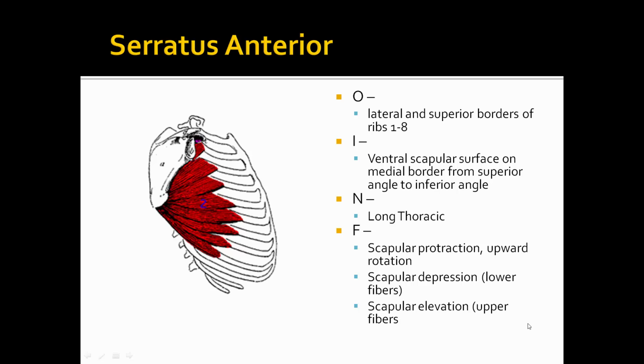You got your serratus anterior, which is also known as your punching muscle. It does scapular protraction, so from here to here, that's pretty much all that muscle does. It has different fibers, as you can see it's broken down at the bottom here. The lower fibers are responsible for protraction, upward rotation, and scapular depression, whereas the upper fibers help with scapular elevation. But I primarily care about protraction with the serratus anterior. It's its big job.